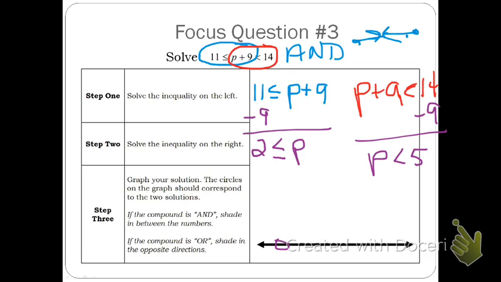So I'm going to make 2 circles for my 2 and my 5. 2 is smaller than 5, so that's the number I'm going to write on the left endpoint, and the 5 is larger, so I'm going to put it on my right endpoint. Because P is greater than or equal to, you see the equal to sign, I do color in the 2, but not the 5, because there's no line underneath the inequality symbol for P is less than 5. This is an and statement, so I simply color the line in between.